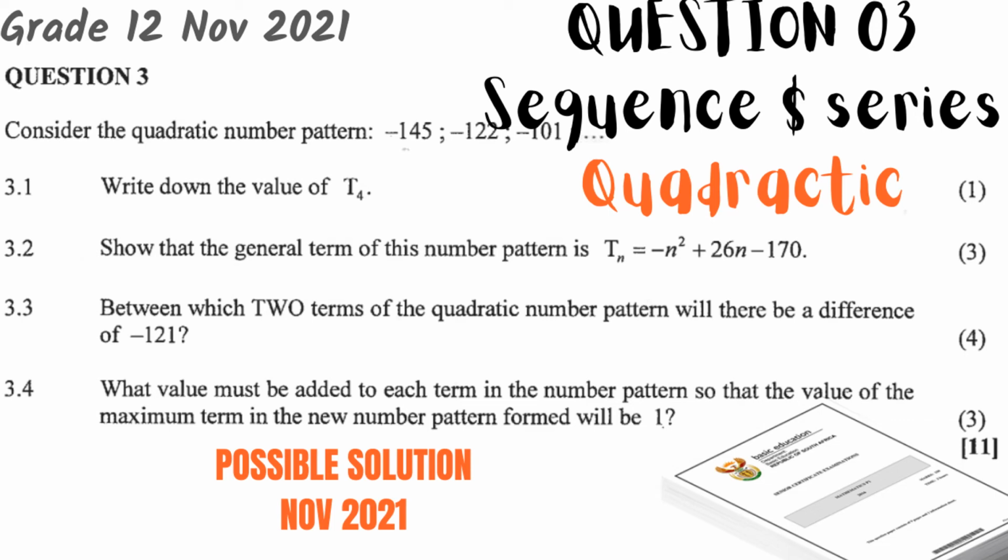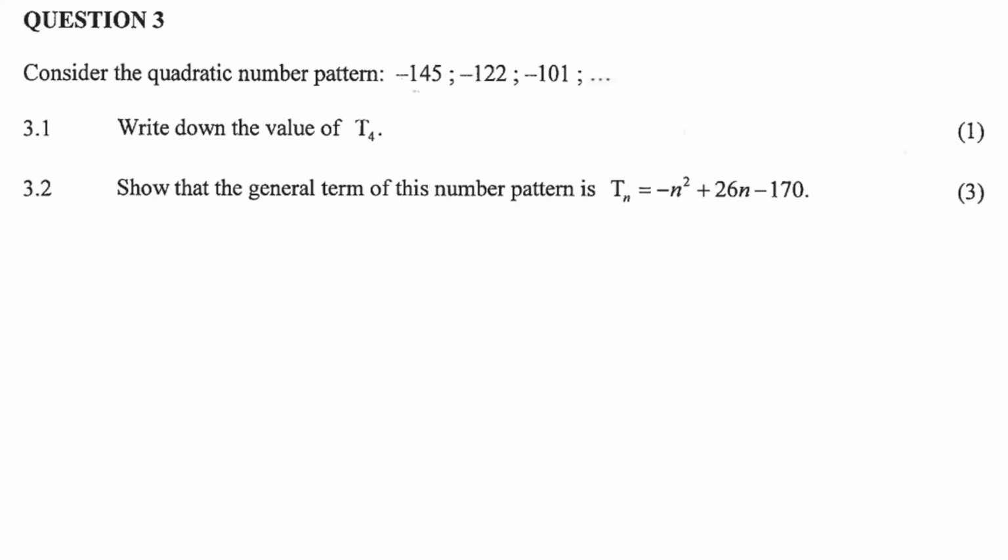We are still continuing with our grade 12 November 2021 past paper revision. Today we're going to focus on question 3, which is our sequence and series, and we're going to look at quadratic sequences. Question 3: consider the quadratic number pattern minus 145, minus 122, minus 101.